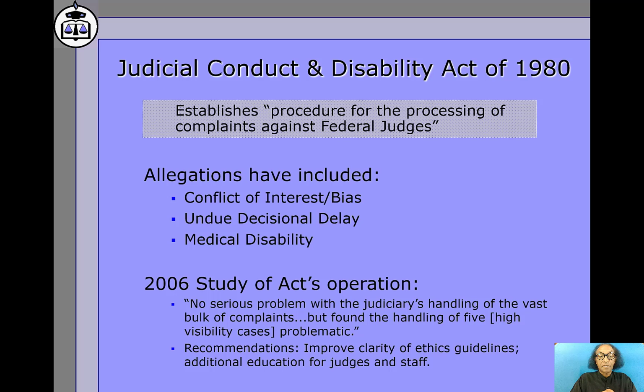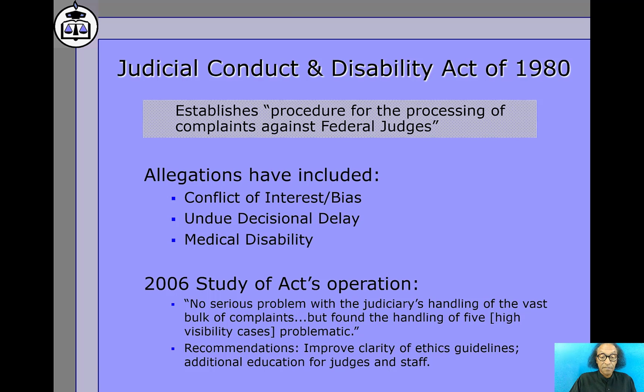Under the Judicial Conduct and Disability Act, there's a procedure set for processing complaints against federal judges, and allegations could include conflict of interest and bias, undue decisional delay, medical disability, all sorts of things. So even the judges have due process in the way disciplinary action can be taken against them.